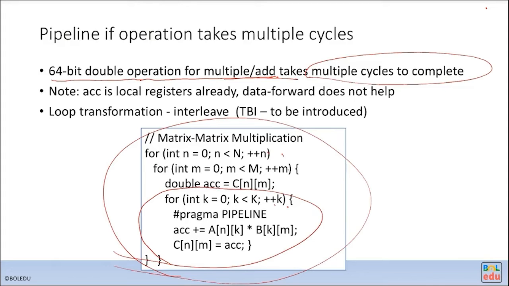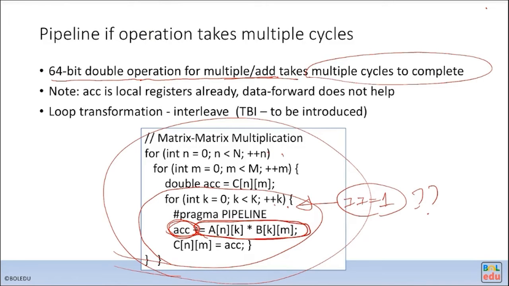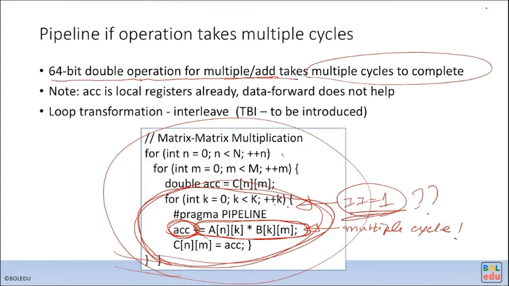Here, you try to do the pipeline, and you would like this to be II equal 1. But can it be II equal 1? No, you cannot. Even though you use data forwarding, the temporary variable here, this operation itself, since it's double, takes multiple cycles. Then how could we make this loop II equal 1? Is it possible?